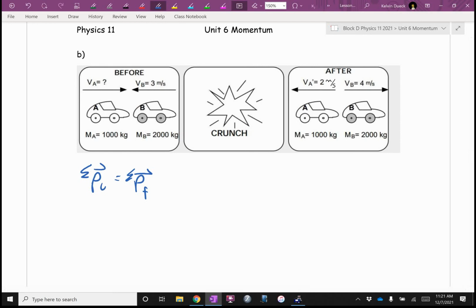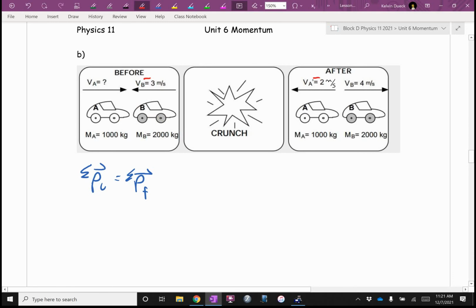Is there a change in direction? You know what, Lena? I'll call this negative. I'll call to the right positive. You could do it the other way around, but I think we're more comfortable letting right be positive. Okay? Lena, before the collision, what's moving? Car A, car B, both, or neither?